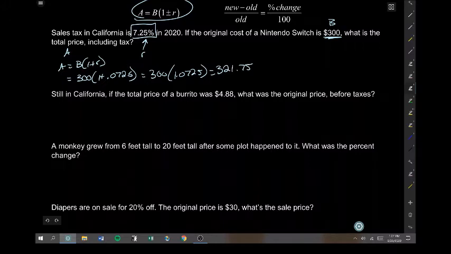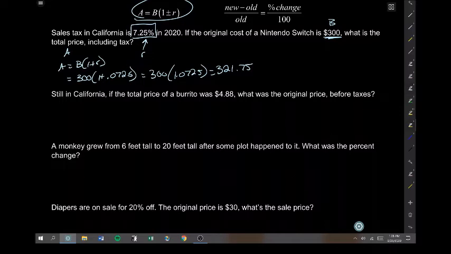The sales tax added $21.75, which is pretty annoying when you're buying it, but pretty annoying if you live in a state that doesn't have sales tax and somebody comes from out of state and buys a Switch, and it's like, no, throw our government some money, come on.